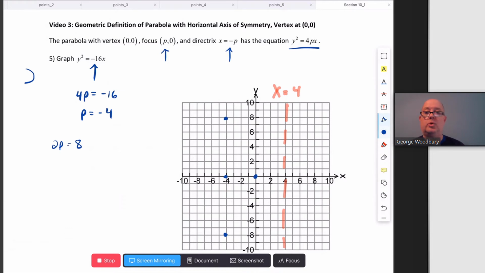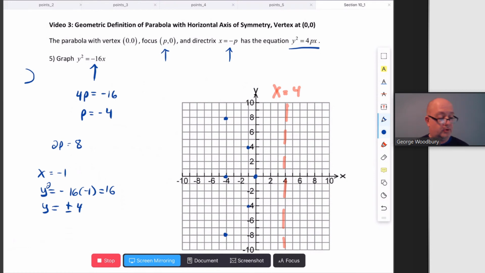If you wanted to add more points, you could substitute a value for x and try to find the y that goes with it, kind of make a table. So maybe I'll start with x equals negative 1. Y squared would equal negative 16 times negative 1, or 16. Take the square root of 16, I get y equals plus or minus 4. So I can get a couple of points there.